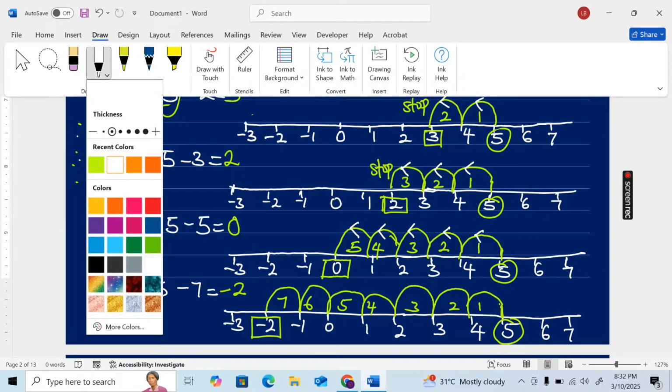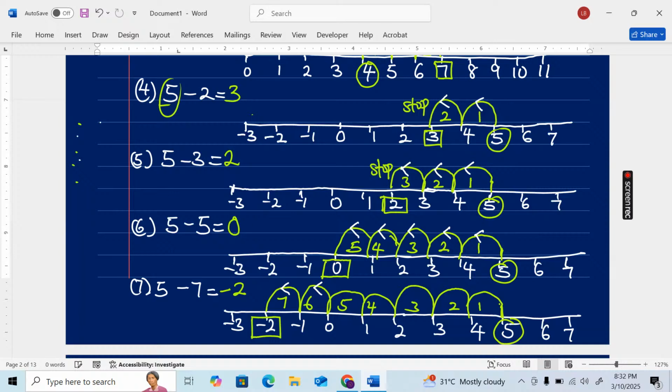So now we have to show using our arrows that we actually counted to the left. I believe that right now you can subtract and add numbers using the number line for integers.